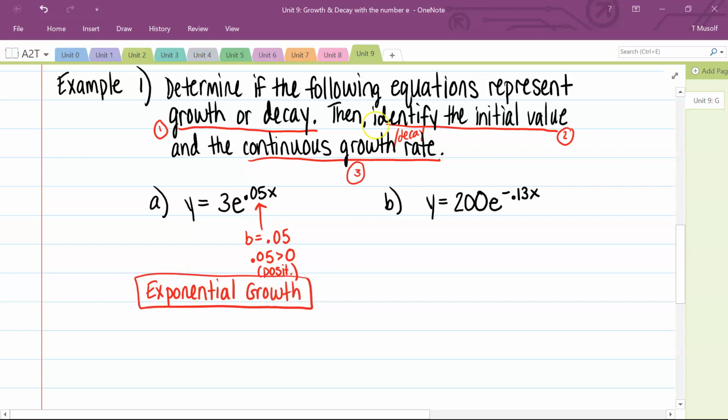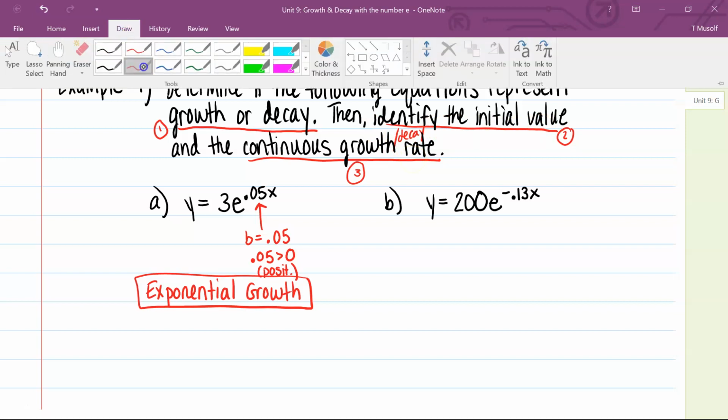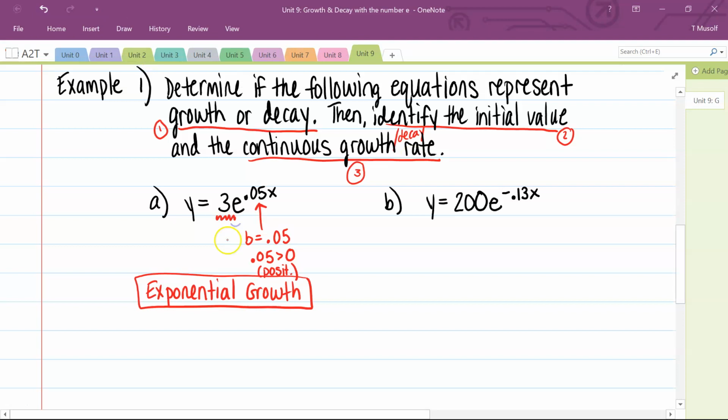So that's answer number 1. And then the next thing it asks us for is to identify the initial value and the continuous growth or decay rate. Well, the initial value is this first number here, that's a. All right, so I have a equals 3. That means my initial value is going to be 3. And since there are no units here, I don't really know 3 what, so I'm just going to say 3.